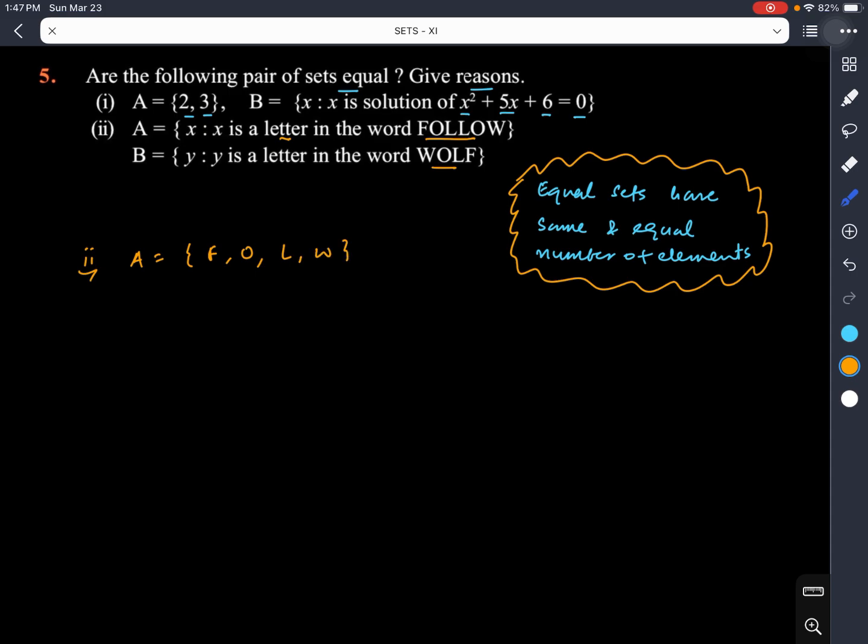As we know that repetition is not allowed, thus set A is having only 4 elements, as O and L both are being repeated. Similarly, if we'll represent set B in roster form, we'll be having elements as W, O, L, and F. Here one can observe that each element of set A is also an element of set B. Thus we can say that set A is equal to set B.